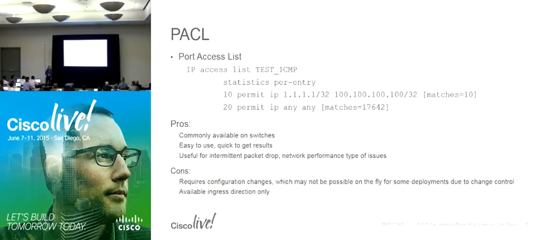Again, it's very commonly available on the switching platforms. It's very easy to use. It's really quick. It's not service disruptive. And it's also very useful for intermittent packet drops or performance issues. The cons, one thing is it's ingress only, okay? And it does require configuration change. So for some of you who are very strict to apply any configuration change, this might not be available at times.